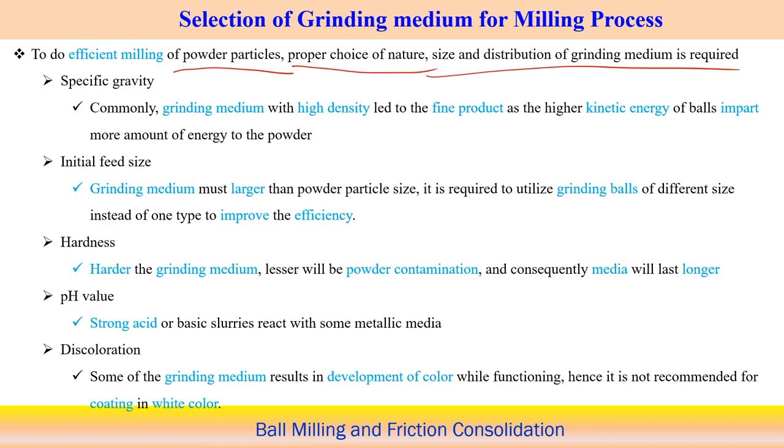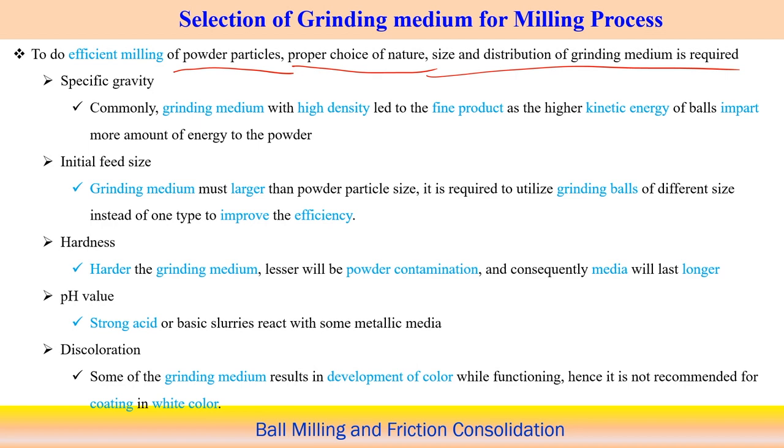For example, one is the specific gravity. Commonly, grinding media with high density is preferred, as it leads to very fine products. High density means very low volume, and we can expect a very high amount of weight. So the high density material can produce a higher kinetic energy of the balls, and that brings more impact to the particles, such that this energy is transmitted, and very easily we can develop very fine powders.